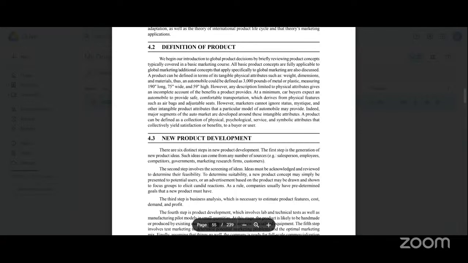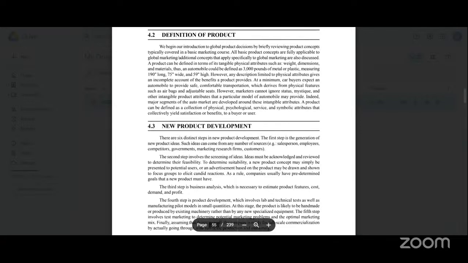Broadly, a product can be defined in terms of its tangible physical attributes. These are the three keywords: tangible physical attributes such as weight, dimensions, and materials. When you're talking about an automobile, we say it's 3,000 pounds of metal or plastic measuring 190 inches long, 75 inches wide, and 59 inches high. Any description which is limited to the physical attributes, however, will give an incomplete account of the benefits that a product can provide.